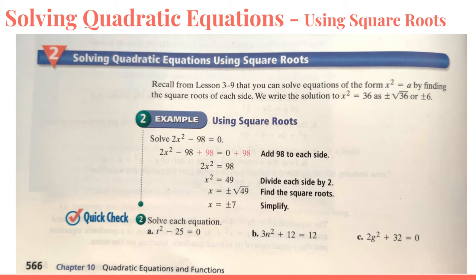Add 98 to both sides, divide both sides by 2, take the square root of both sides. Remember that we do have positive and negative for the square root of 49. Therefore, our two roots are x equals 7 and x equals negative 7. If we were to graph this, that's where the graph would cross the x-axis. Your job is to do the same thing with those three equations there.